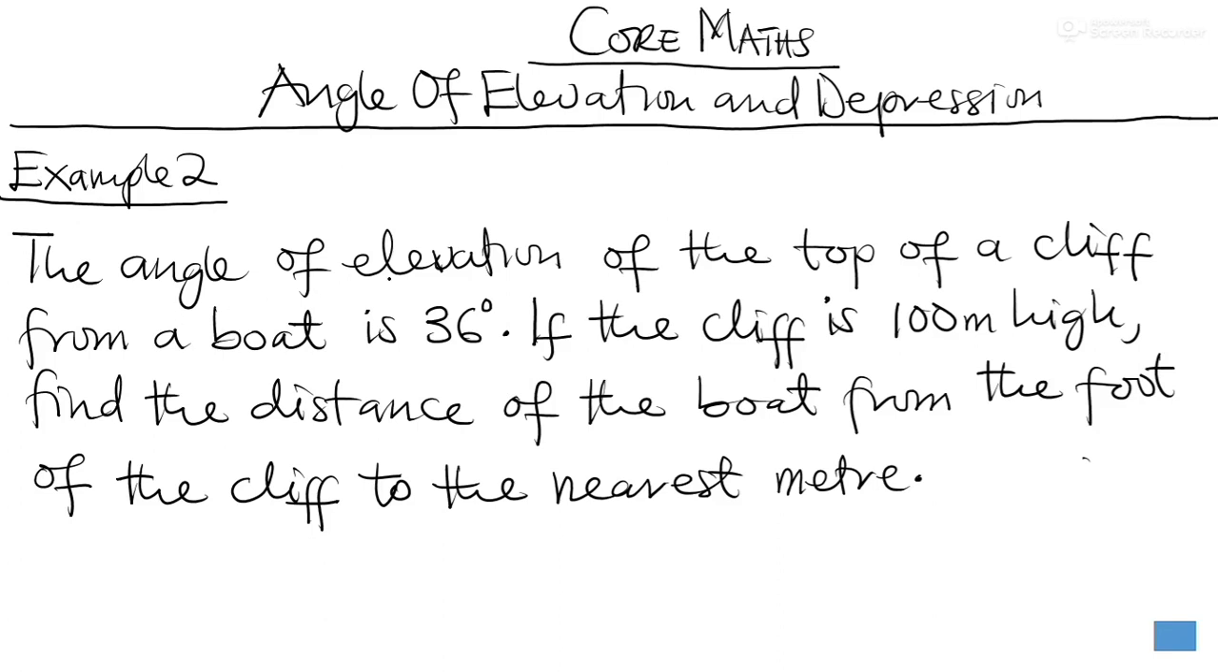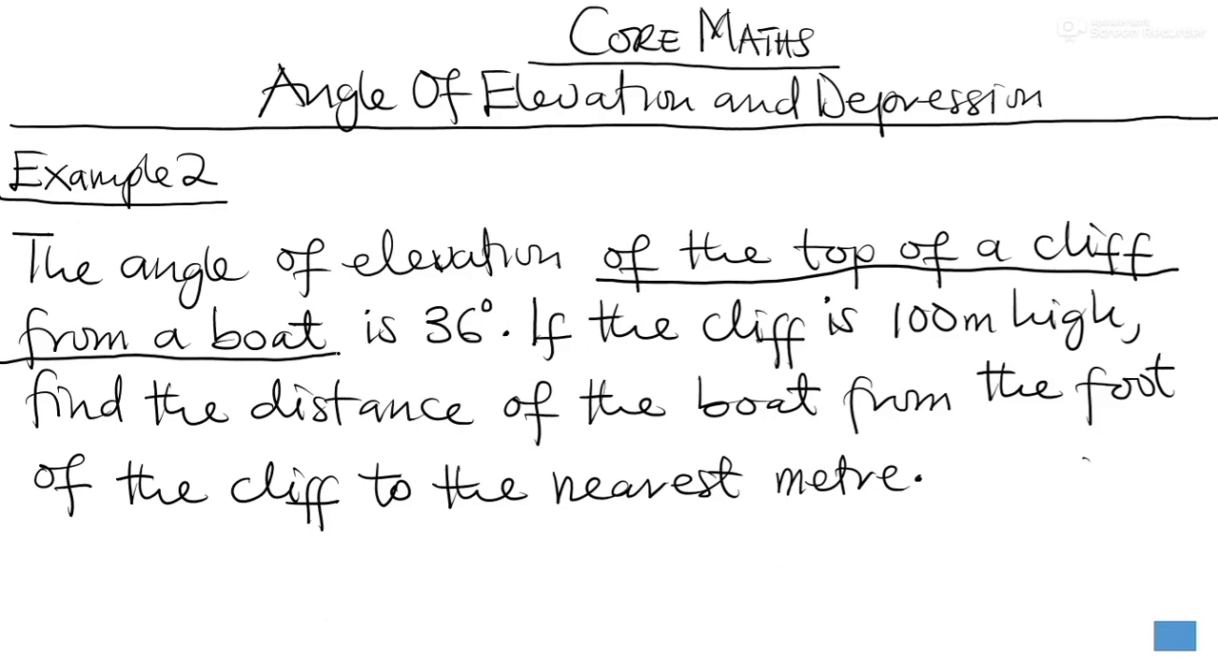So let's use the definition to get our point of observation and object from the question. So it says the angle of elevation of the top of a cliff. So here the object is what? The top of the cliff. From what? A boat.